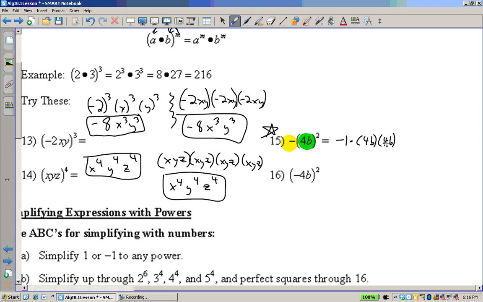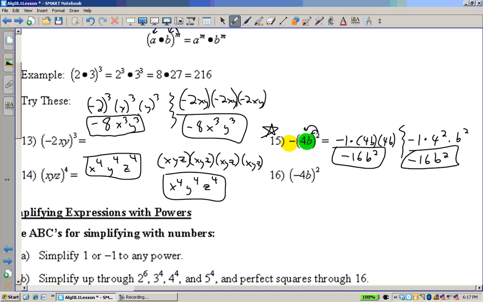So 4 times 4 is 16, times negative 1 is negative 16. B times B is B squared. Of course, you could also think of it this way. Negative 1 times, distribute, 4 squared times B squared. So 4 squared is 16, times negative 1 is negative 16, B squared. You get the same thing either way.